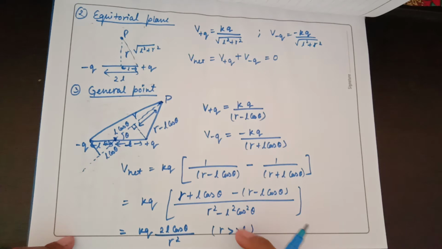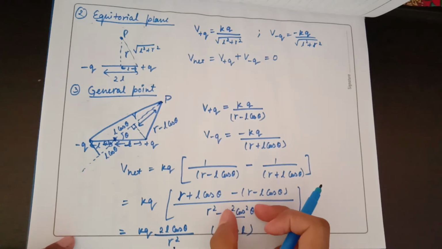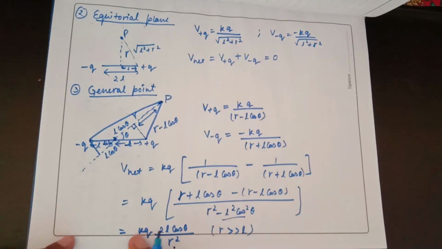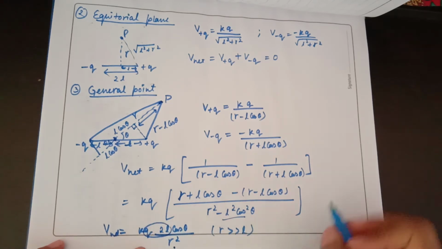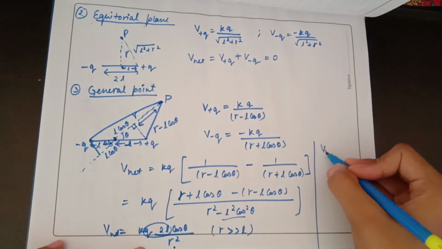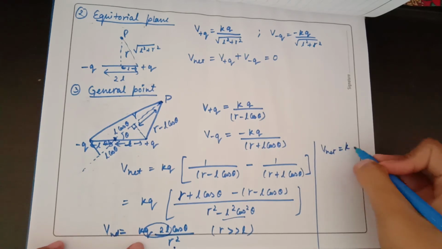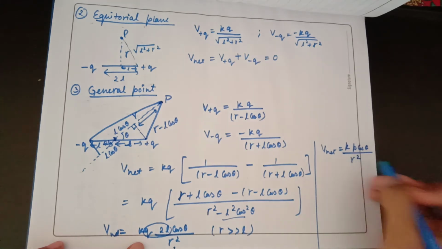So again I make this assumption, r is very much greater than L, so I can leave this term, and in the denominator I have r square only, as I don't take this term into account. So I am left with V net is equal to kq 2L cos theta divided by r square. Again, in place of q into 2L I will put p. So V net will be equal to kp cos theta divided by r square.